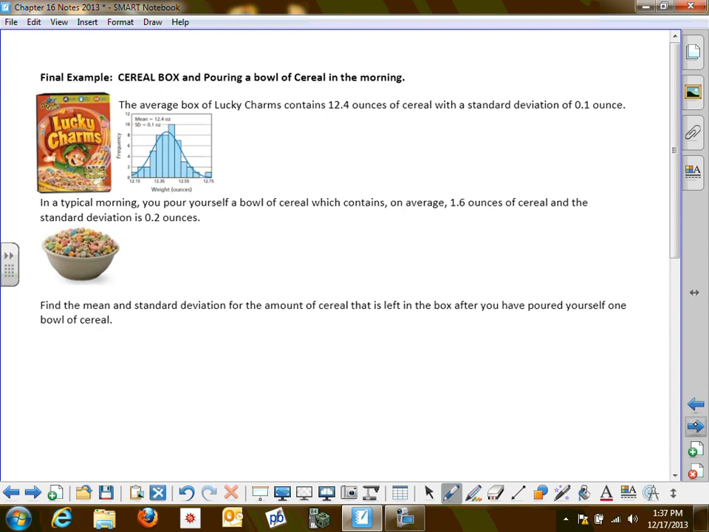Alright, here we go. You have a box of cereal coming down the assembly line. And so that averages out getting, for the box, 12.4 ounces, sorry, of cereal. And now, is the assembly line always going to put the exact same amount in those boxes? No. The machinery is going to vary a little bit. When those machines come down, it's going to be a little less, a little more. Well, the variation on a box of Lucky Charms is 0.1 ounce.